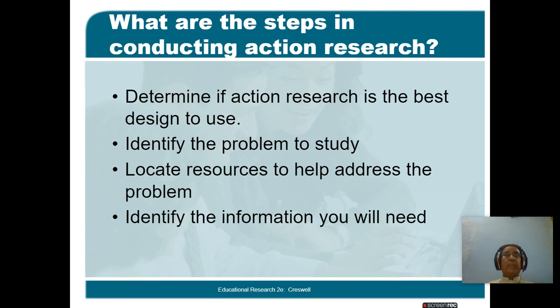Now, what are the steps in conducting action research? These are four steps. First, determine if action research is the best design to use. Second, identify the problem to study. Third, locate resources to help address the problem. And after that, at the end, identify the information you will need after finding the result in action research.